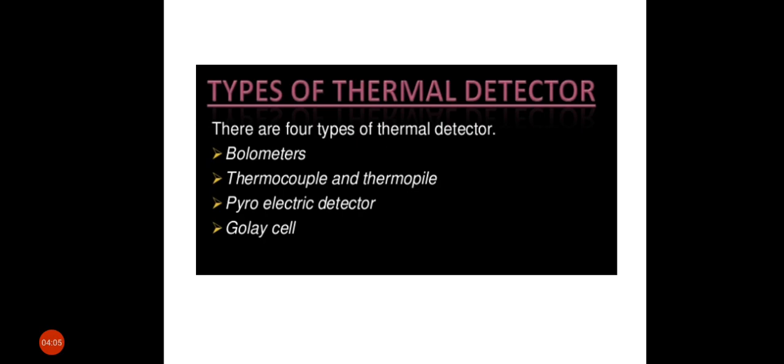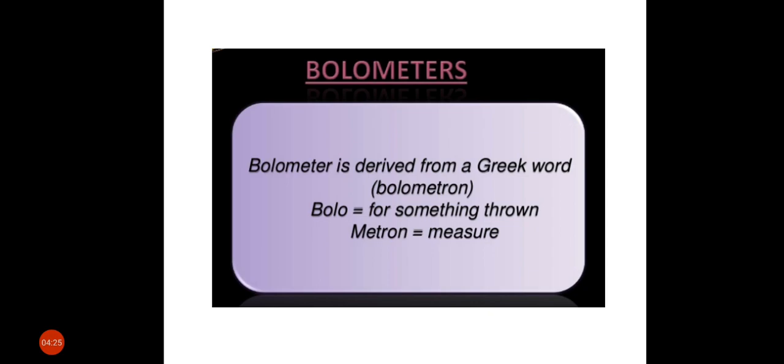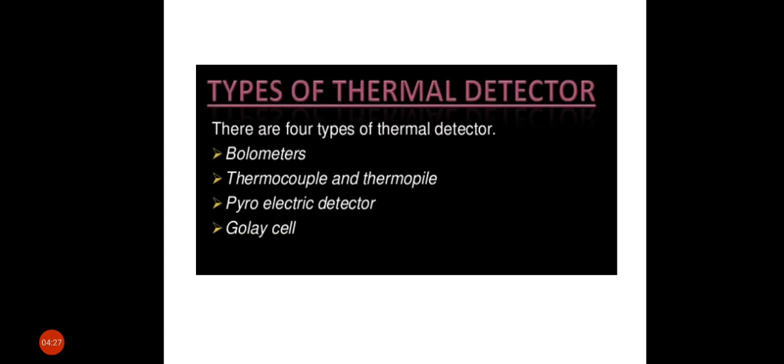Now see the types of thermal detector. There are four types of thermal detector. One is bolometer, second is thermocouple and thermopile, third is pyroelectric detector, and fourth is Golay cell. We will discuss these four types of detectors one by one.